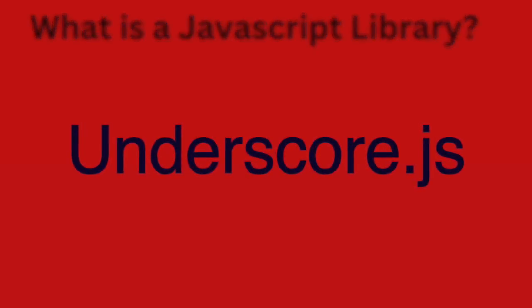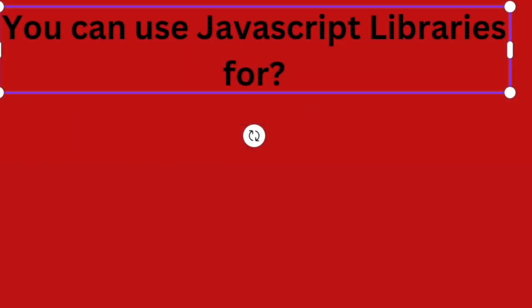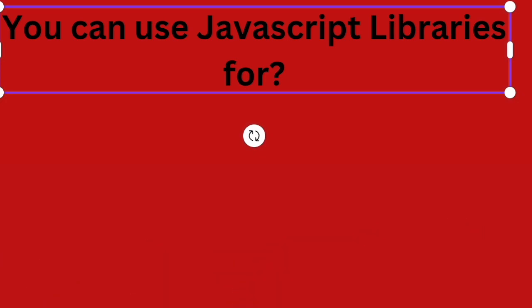Then there is _.js. You can use JavaScript libraries for data visualization in maps and charts. What is data visualization? Data visualization is the process of creating a visual representation of a data set's trends, patterns, and critical insights. A data visualization tool is software that helps you create a visualization. Though you may not work with data every single day, you have likely used many different types of data visualizations before. Some of them include pie charts, tables, timelines, bar charts. These are all data visualizations.